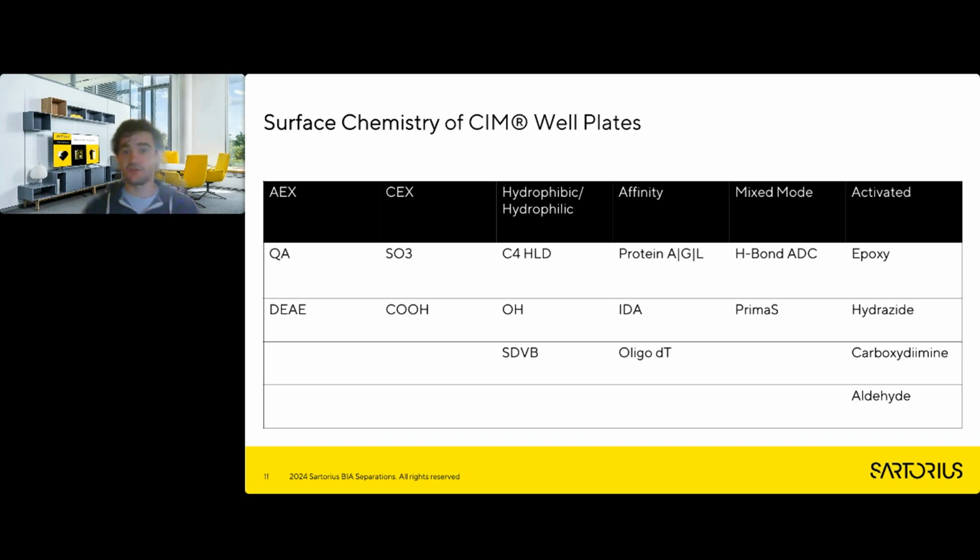And then we have different affinity chemistries, different protein chemistries, and oligo-dT that is used for purification of mRNA. Different mixed mode ligands, like H-bond ADC and Prime-S, are weak anion exchangers with hydrogen bonding capabilities. And there are different activated chemistries where the client can bind their own ligand to the monolith backbone.